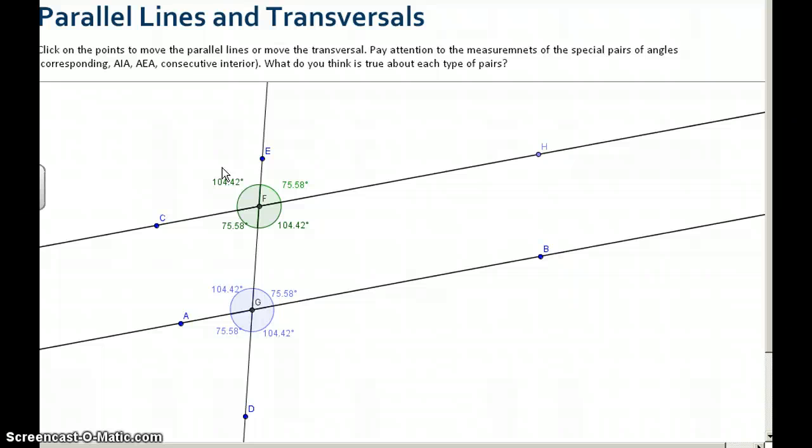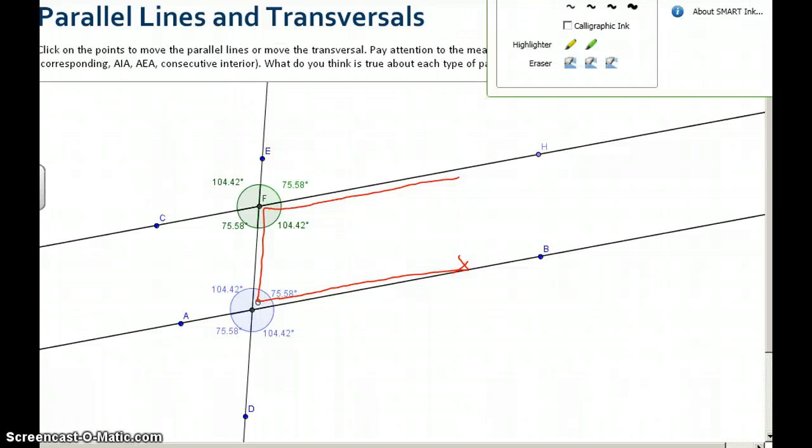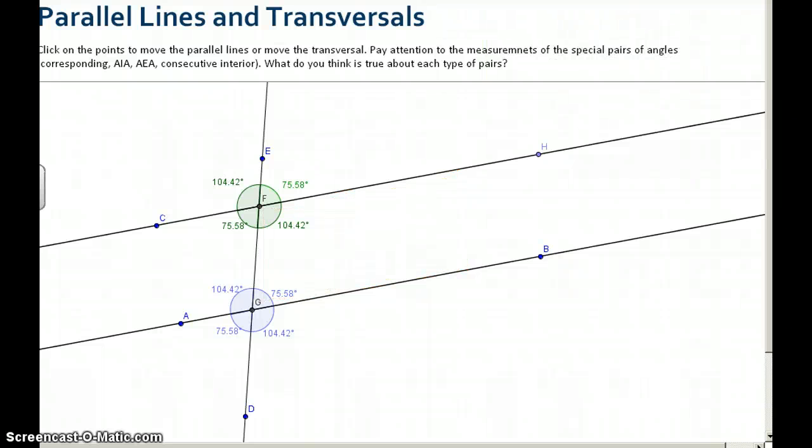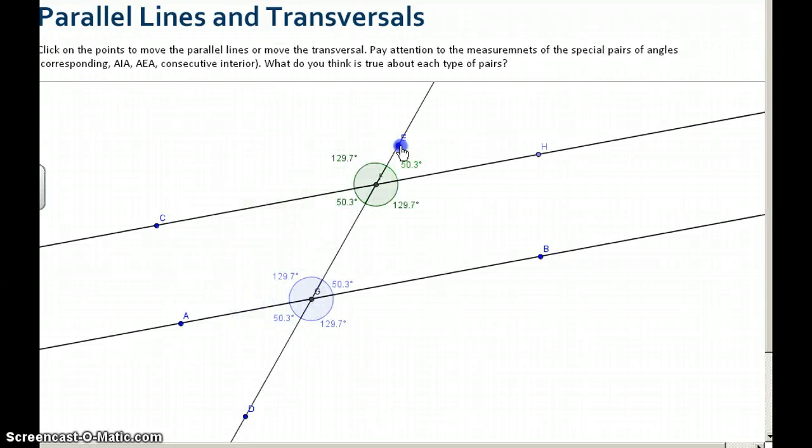Now the consecutive interior angles: the whole idea is you come in on one parallel line, hit the transversal, go down the transversal to the other parallel line, and head back out. When you do this little loop, those are your consecutive interior angles. Consecutive, one after another, both on the interior of the parallel lines. Look at those two angles. They are supplementary to each other, and it doesn't really matter where I move the parallel lines or the transversal. They're supplementary to each other.